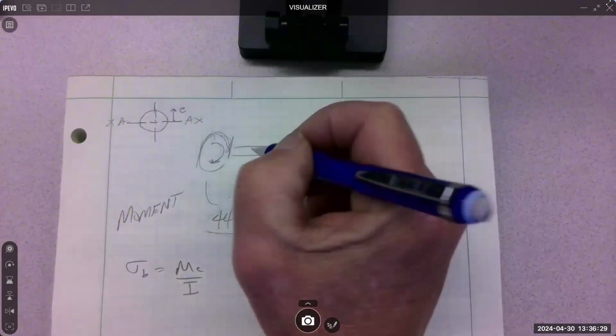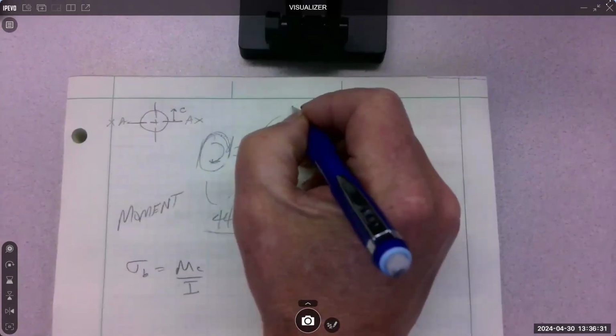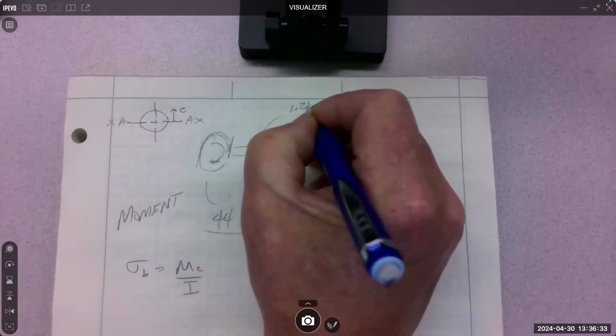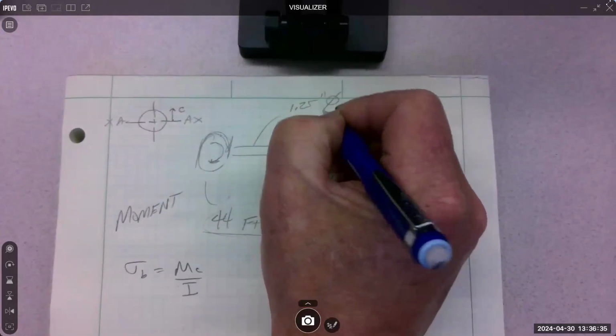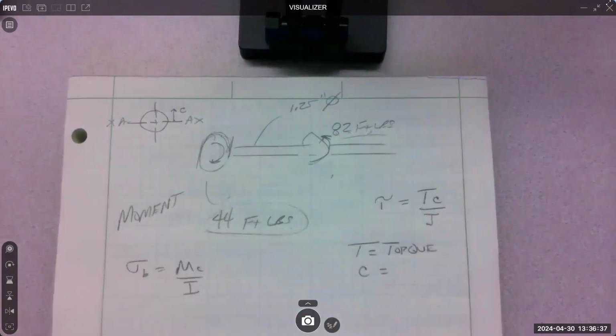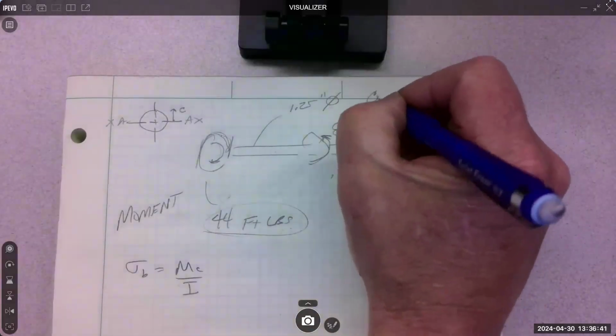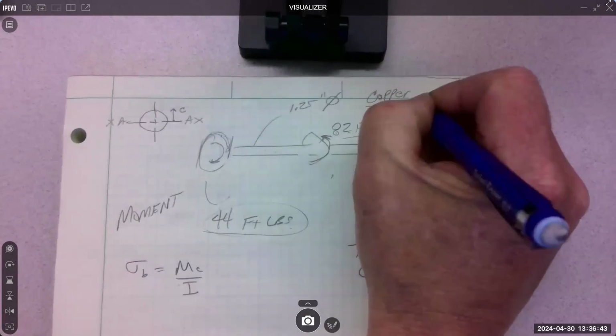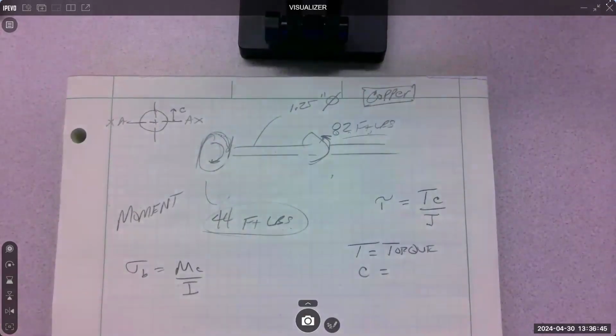This is a round, we'll call it a 1.25-inch diameter, and we'll make it copper. So what would C be? Yeah, half of the 1.25. So 0.75.